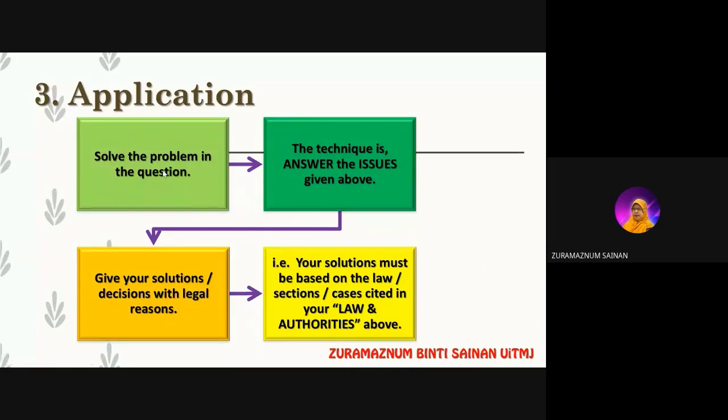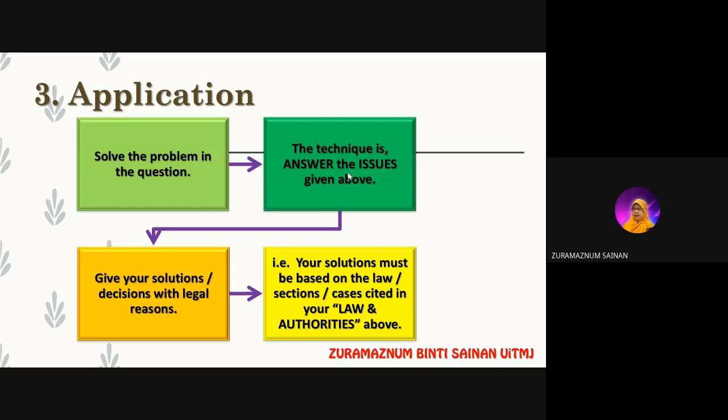Katakanlah prinsipalnya Ali. Maksudnya tekniknya you answer the issues given above. Apa isu you tadi? Whether Ali, the principal, is bound to the contract by way of ratification. Whether Ahmad is a valid agent by ratification. Jadi jawab balik. So the technique is you answer the issues. Okay, so you decide. Ni maksudnya kat sini application ni as if you are a judge pula. You jadi hakim. Now you yang buat decision.